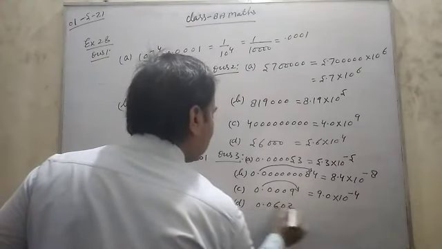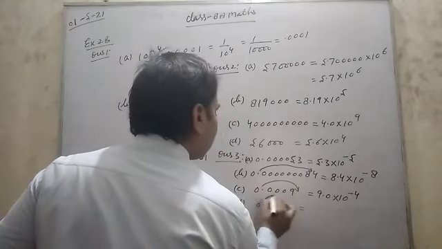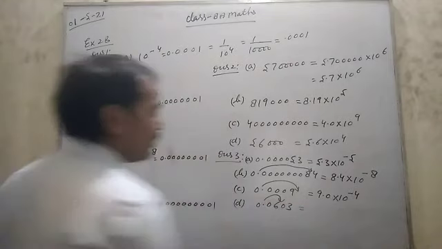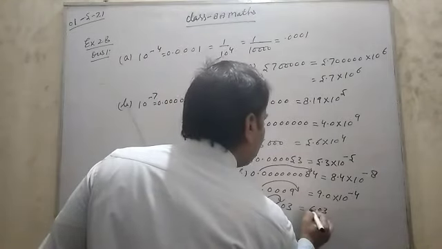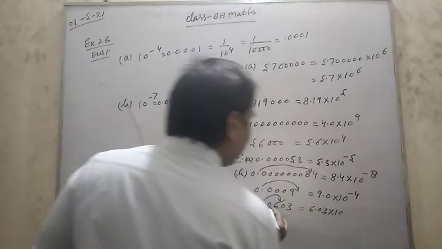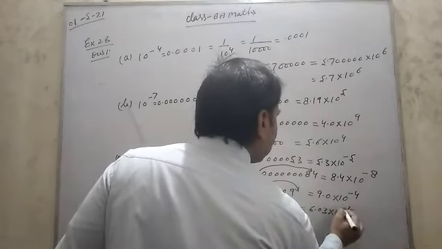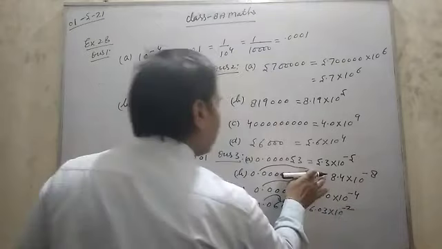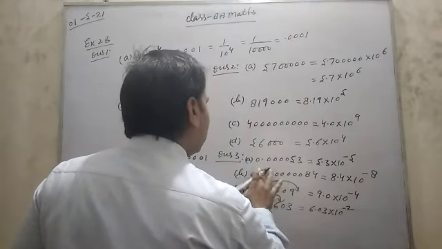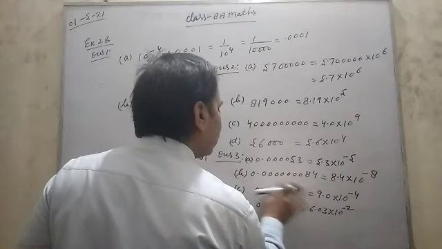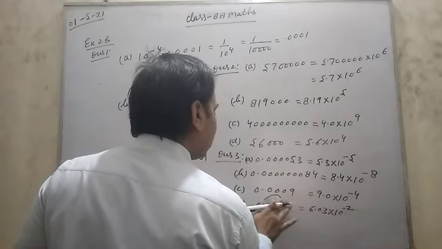0.0603. So the point will shift here. Okay. So 6.03 into how many digits? 2 digits. So minus 2. Okay. And after writing you can erase this. This is for your understanding.